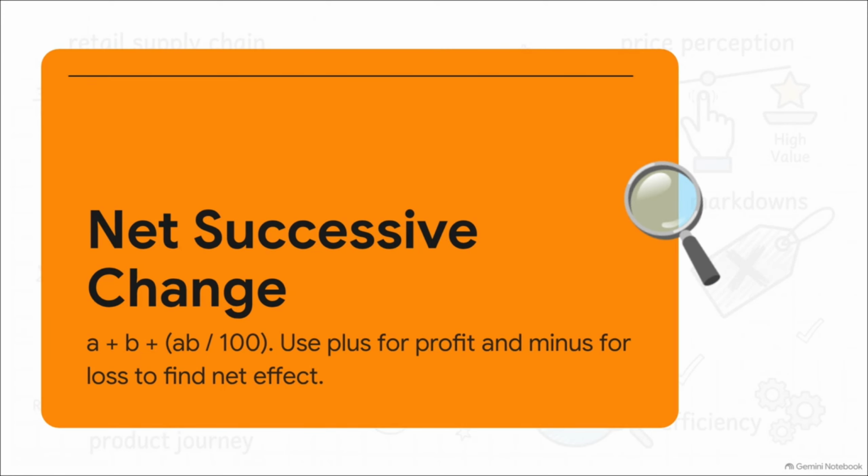And the beautiful thing about this formula is how flexible it is. It adapts to any chain of events. Need to calculate a net successive profit or loss? It uses the exact same skeleton structure. You just plug in a plus sign for profits or price increases and a minus sign for losses or discounts. So, for example, if an item sees a 20% profit, but then is followed by a 10% loss, you just plug it in: positive 20 minus 10 minus the result of 200 over 100. The end result, a net 8% profit.